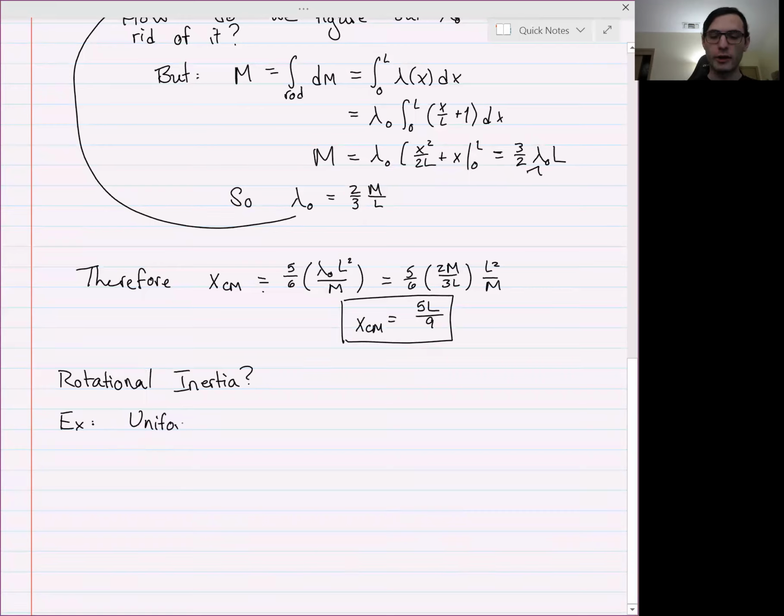So a uniform rod. And we're going to put the pivot point, because remember, to compute the rotational inertia, you have to know about which point you're imagining this rotation occurs. So that's called putting the pivot point somewhere. And we're going to put the pivot point at the bottom of our rod.